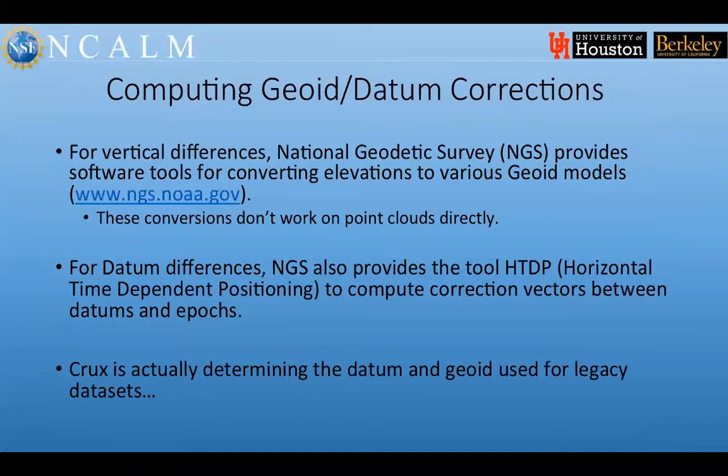For the datum differences, NGS also provides something called HTDP, which is horizontal time-dependent positioning. So if you know the reference frame that was used for your old data and for your new data, you can go to HTDP, plug in those two datums, and it will tell you what delta X, delta Y, delta Z you need to apply to make them coincident. So then it just becomes simply an XYZ shift of the whole data set to have it in the same reference frame.